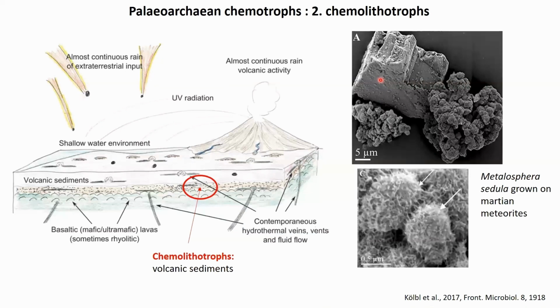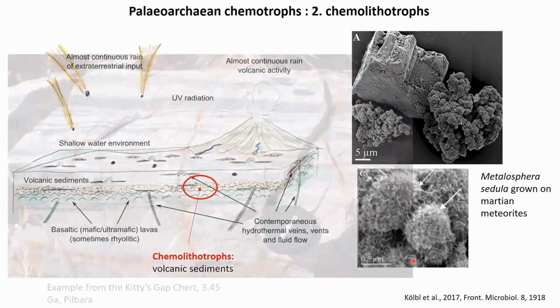Now we'll have a look at the other environments, the chemolithotrophs associated with volcanic sediments. I'll be looking at these here at the edges of the volcanic edifice. On the right, I've put some images of modern chemolithotrophs, Metallosphaera sedula, that have been grown on Martian meteorites, just to give you an image of what they look like. This is work by the group of Tetiana Milojevic and Denise Kerbel.